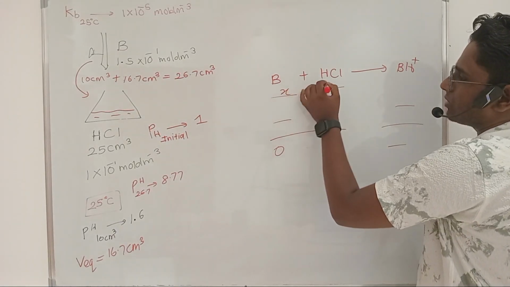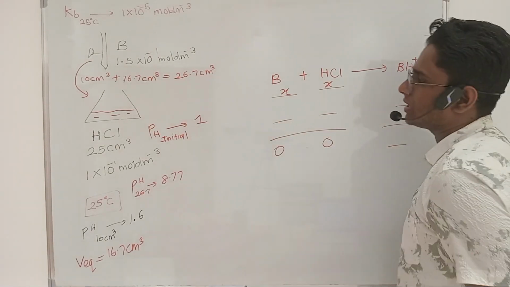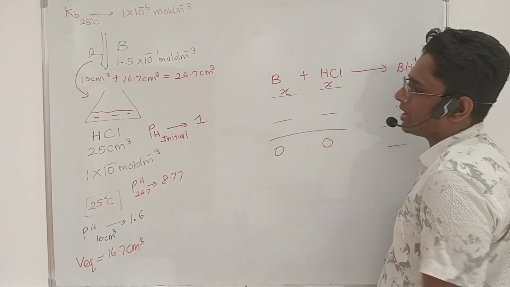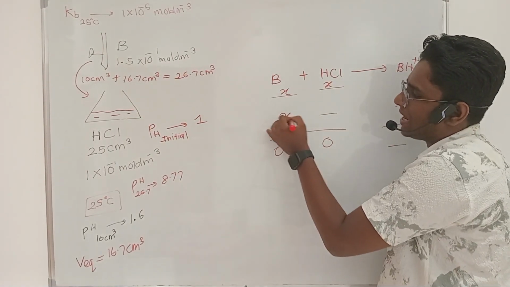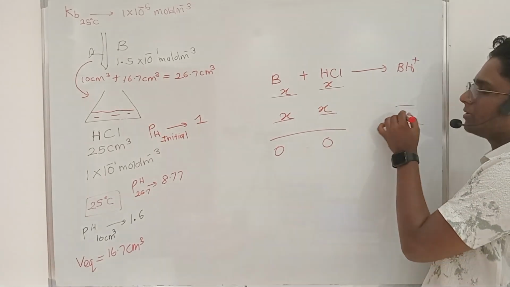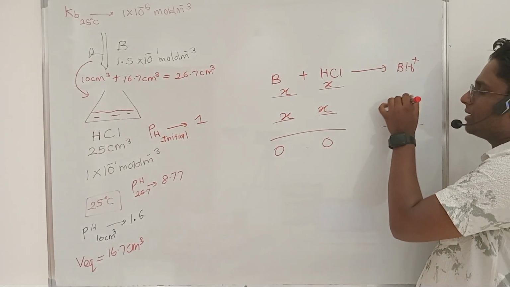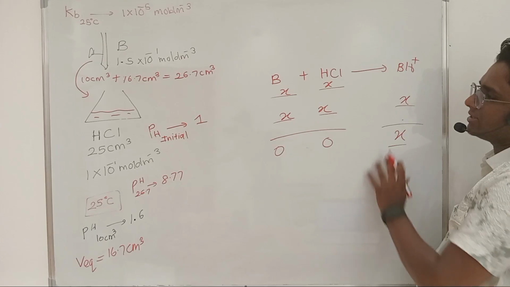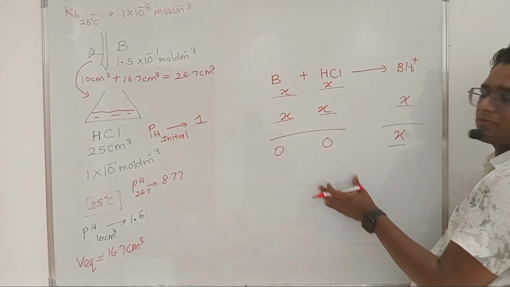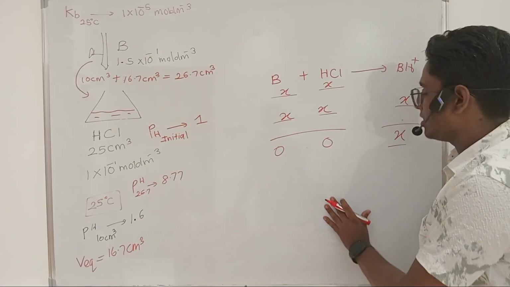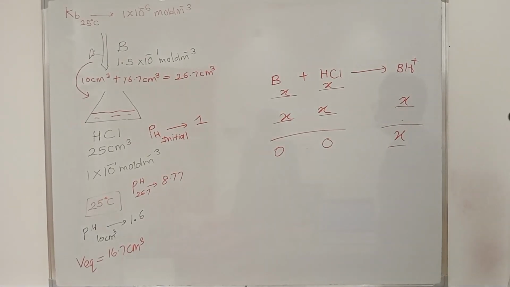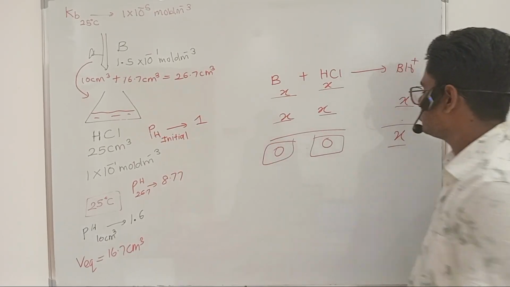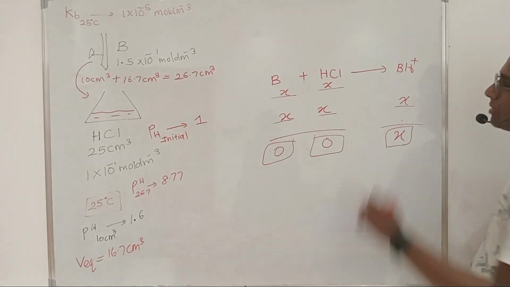Let's assume you're adding X amount of base to X amount of HCl. I didn't take the exact amounts, just to give the idea. Both react the same way, so X amount will react. Finally, the concentrations will be 0 and 0, and there will be X of BH plus. This is the equivalence point scenario. The concentration of HCl and the concentration of B will be 0. So who's going to determine the pH at this equivalence point? HCl is not there, and B is also not there. Then BH plus is going to determine the pH.